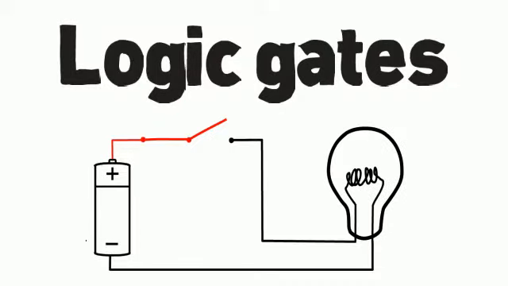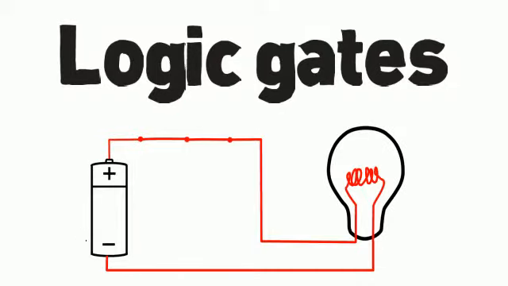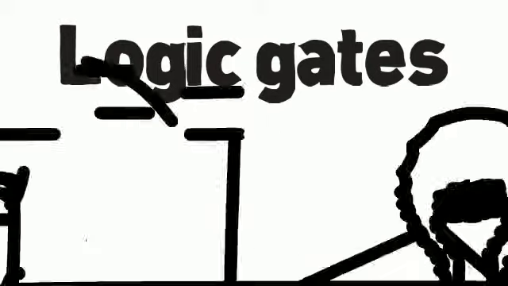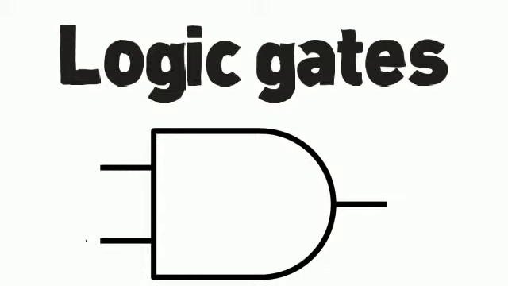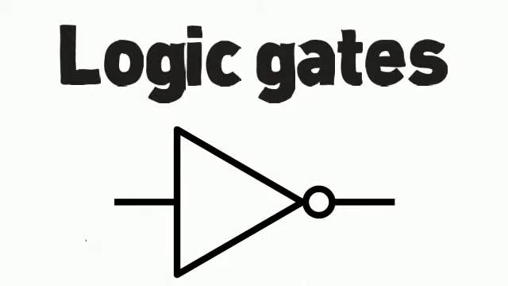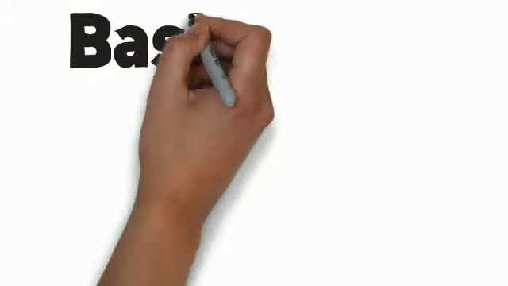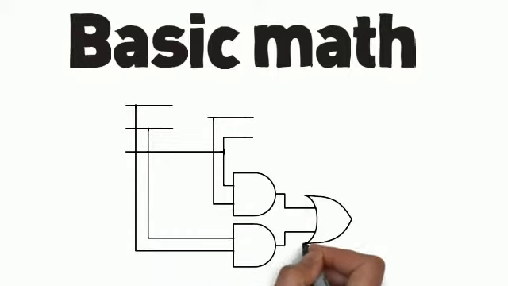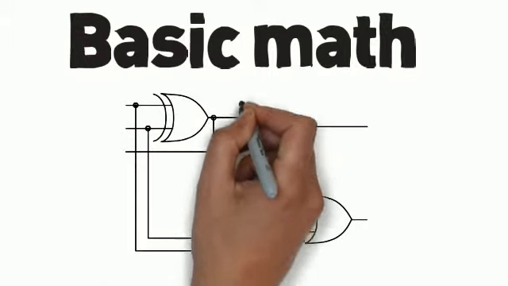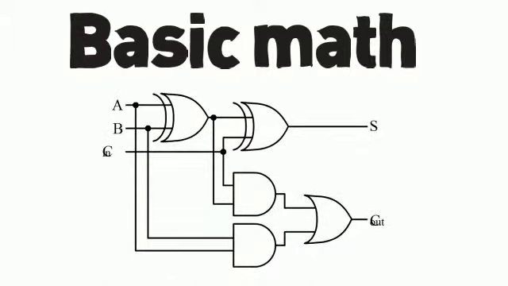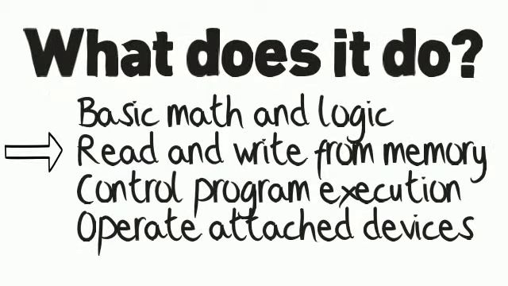This configuration is a logical AND. In order for the light to come on, both switches must be closed. This is the symbol that represents an AND gate. This symbol represents a NOR gate. NOR gates simply invert the input. Using a combination of these logic gates, we can build circuits that perform basic math operations. This is an adder circuit.